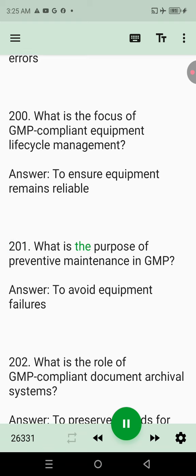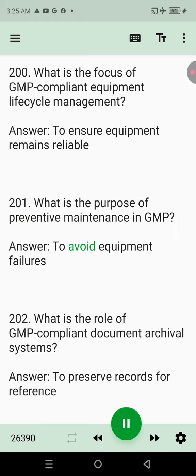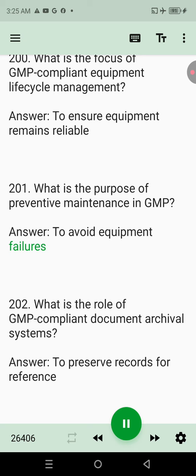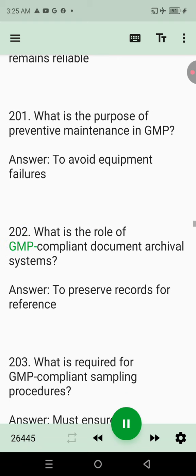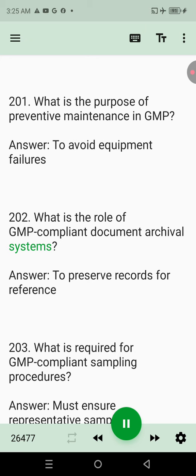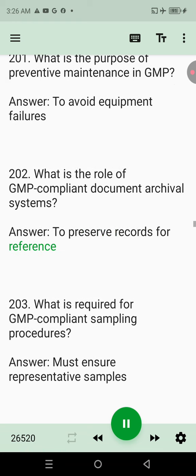201. What is the purpose of preventive maintenance in GMP? Answer: to avoid equipment failures. 202. What is the role of GMP-compliant document archival systems? Answer: to preserve records for reference.